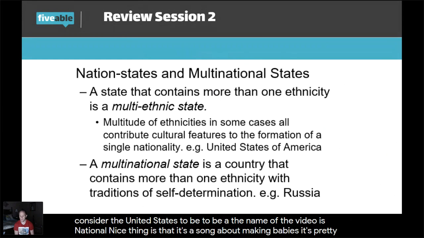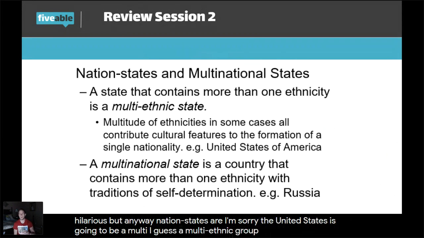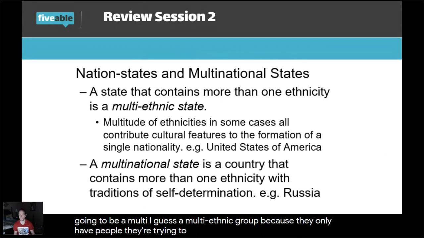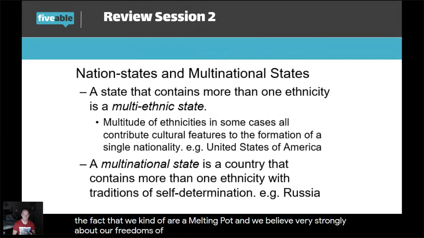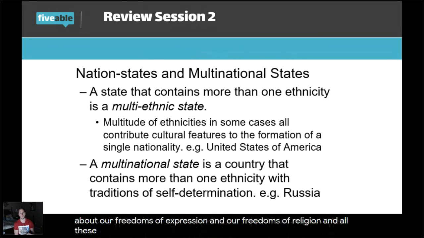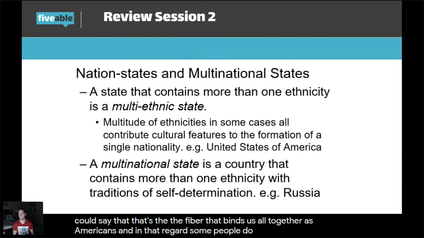It's pretty hilarious. But anyway, the United States is going to be a multi-ethnic state because they only have people that are trying to establish their own country within. Some people might argue that the United States is even a nation on the basis of the fact that we kind of are a melting pot, and we believe very strongly about our freedoms of expression and our freedoms of religion and all these different things that are protected by our Constitution. So you could say that that's the fiber that binds us all together as Americans. And in that regard, some people do consider us to be a nation.